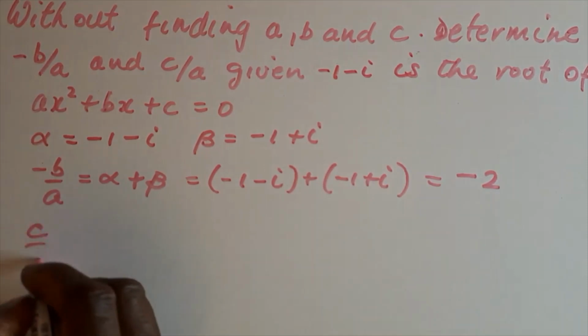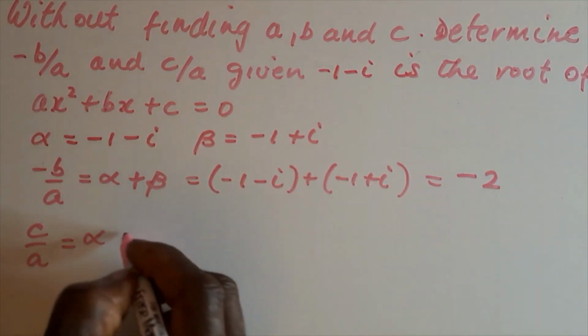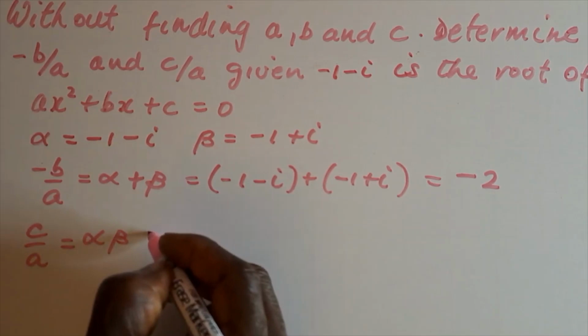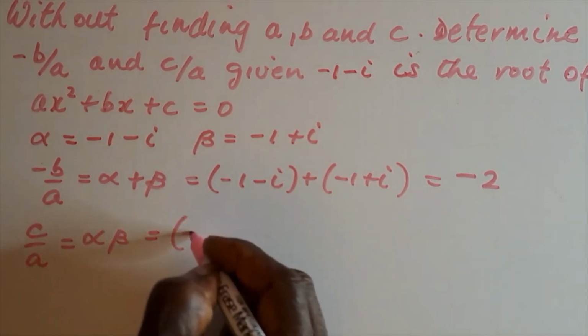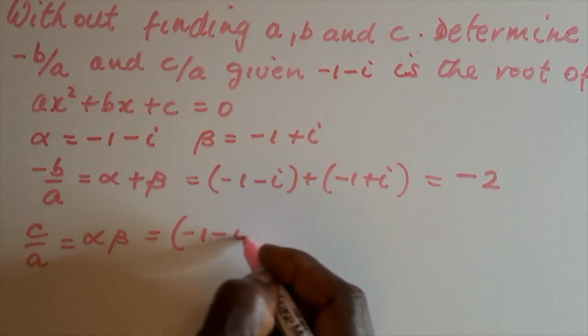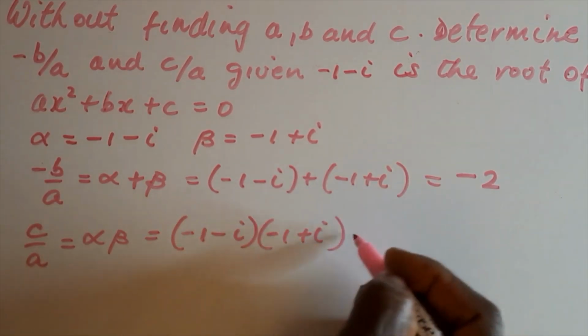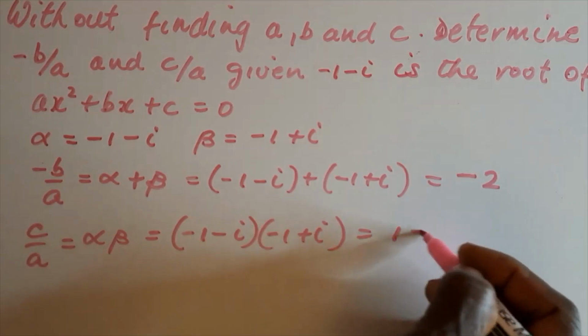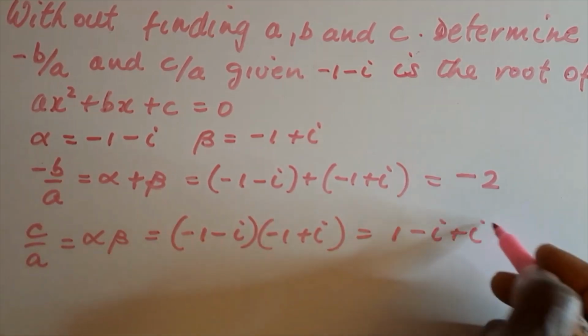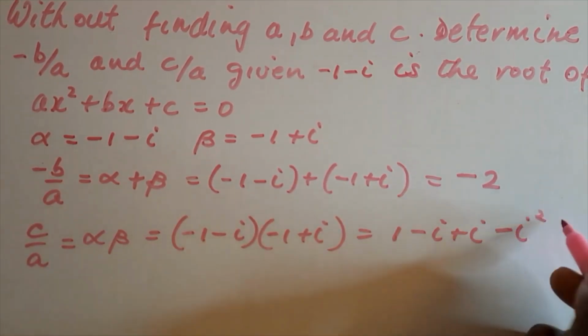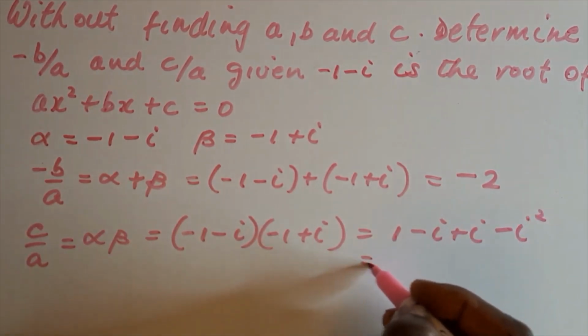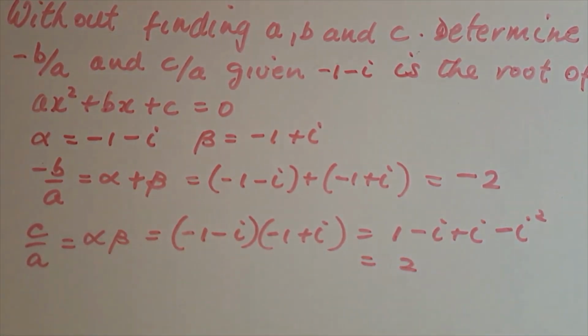And c over a is equal to alpha beta, which is minus 1 minus i times minus 1 add i. What's that? 1 minus i add i minus i squared. And this evaluates to 2. So there you have it. Minus b over a is negative 2, and c over a is 2.